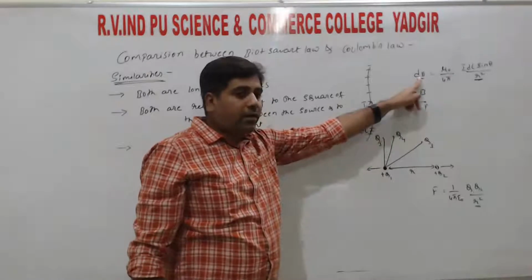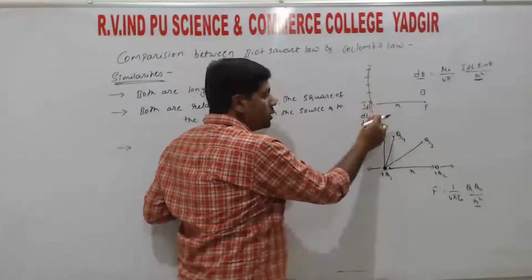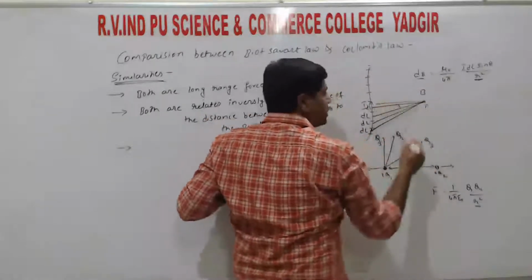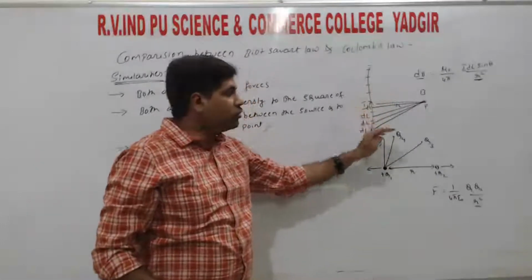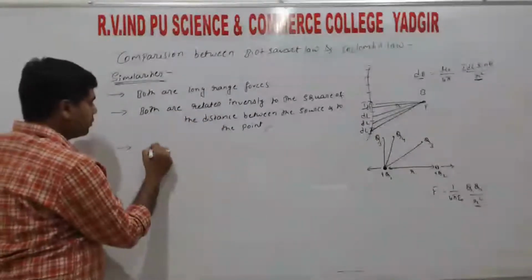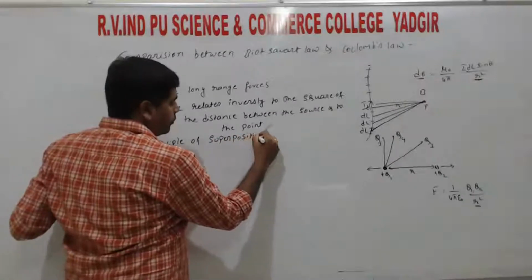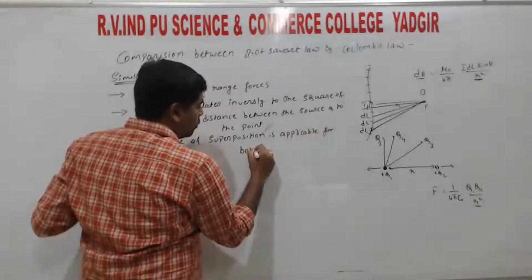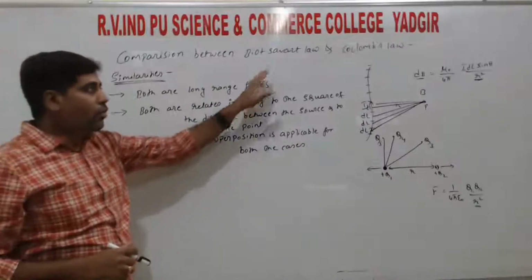So to find the total magnetic field over the length of the conductor, we need to sum, that is, add all the current elements. From all these current elements we get the magnetic field. So the total magnetic field is obtained by adding all the current elements, right? That means the principle of superposition is applicable for both the cases, right? So these are the three similarities between the Biot-Savart's law and Coulomb's law.